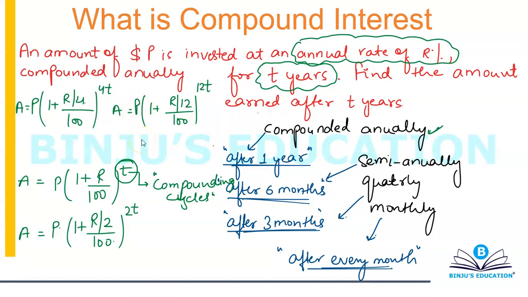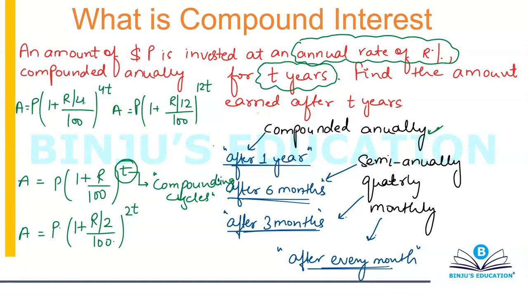Now remember that you will only use these formulas. You will only make modification to these formulas when your compounding cycle is different to the unit of rate of interest and time period. Let's suppose the question was an amount of $P is invested at a monthly rate of R% compounded monthly for T months.